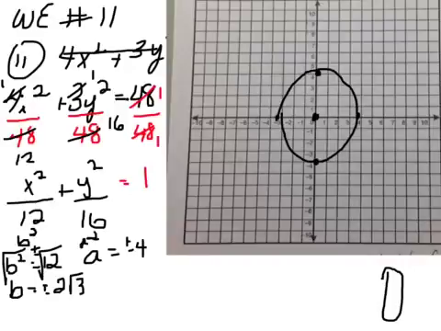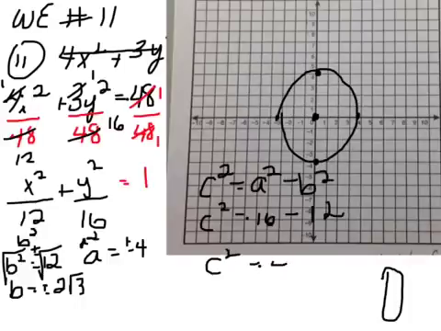Now for my foci. My foci equation, you remember we cleaned that one up in the book a little bit so it would be easier to use. It's c squared is a squared minus b squared. Well, my a squared was 16 and my b squared was 12, so you get c squared is equal to 4. So if you square root both sides, you get c equal plus or minus 2.